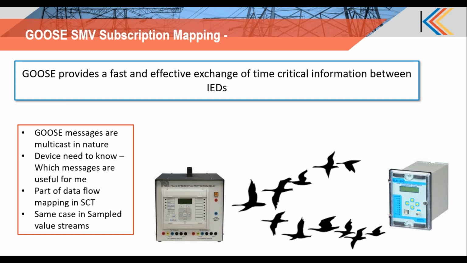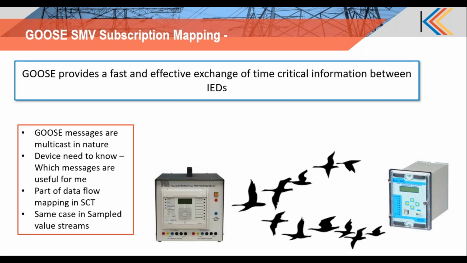Similarly, it's a responsibility of the configurator to correctly specify to each IED which GOOSE messages it should subscribe to, because GOOSE is something like a multicast. So in the network, you will see all the GOOSE messages that are being published by all the devices. So there should be an effective mechanism by which the configuration tells the device you should subscribe to so and so GOOSE messages. You should extract so and so information out of those subscribed GOOSE messages and use it for your internal use. So that has to be a part of the configuration tool, and that specifies the majority of the data flow mapping in your substation configuration tool.